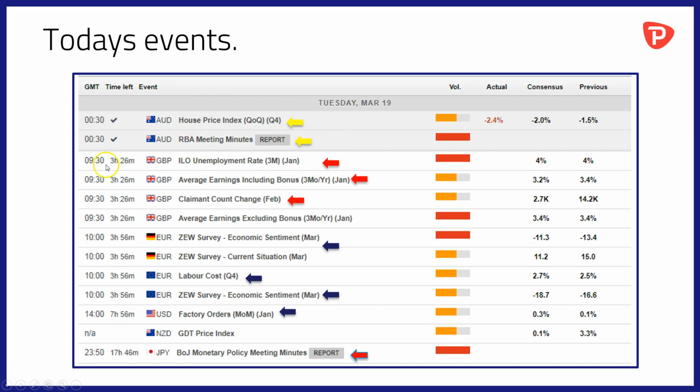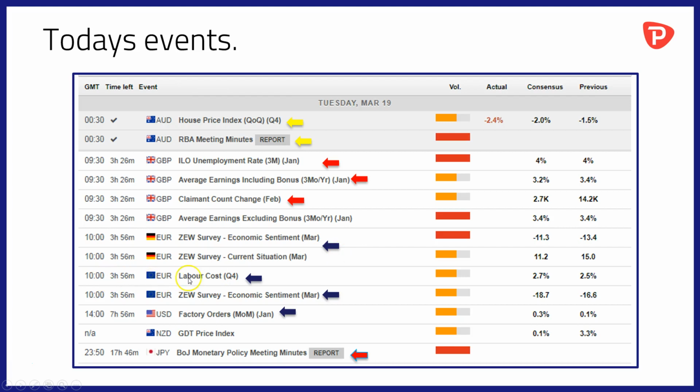At 9:30 GMT, we will have unemployment and average earnings data out of the UK, probably the pick of the day's macro data. The unemployment data for the most part for January, though we do have a claimant count number for February in the mix there. At 10 AM, we'll have the ZEW survey data out of Germany, both for economic sentiment and current situation. Always very interesting to take a look at what the German economy watchers are thinking about the state of play now and looking forward in the German economy.